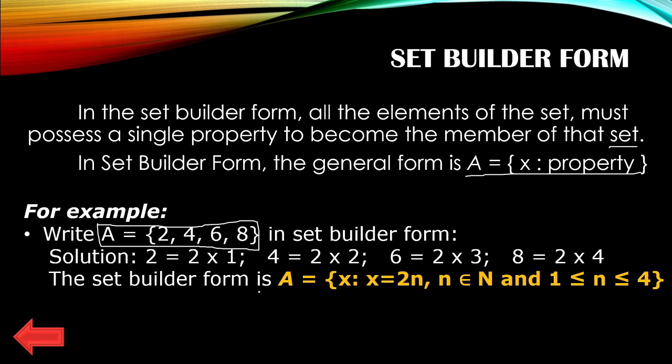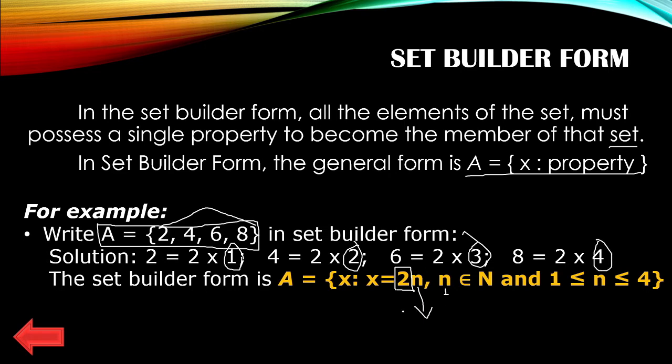So the set builder form is set A equals the set of x such that x is equal to 2n, where small letter n is an element of natural numbers and n is greater than or equal to 1 and less than or equal to 4. So we use 2n here. We use the 2 because the elements of set A are all multiples of 2. So n represents these numbers, 1, 2, 3, 4.